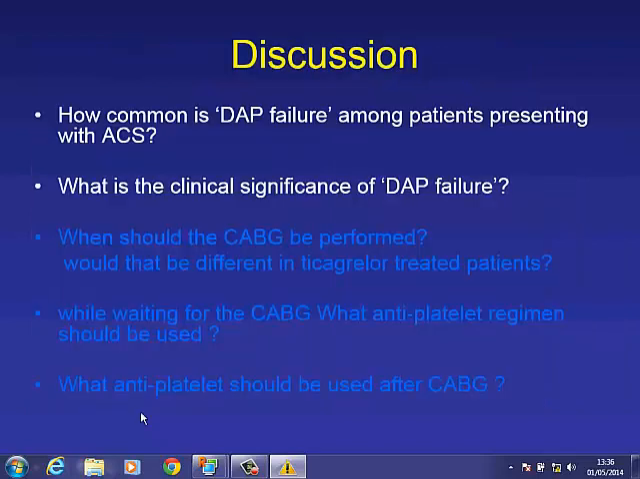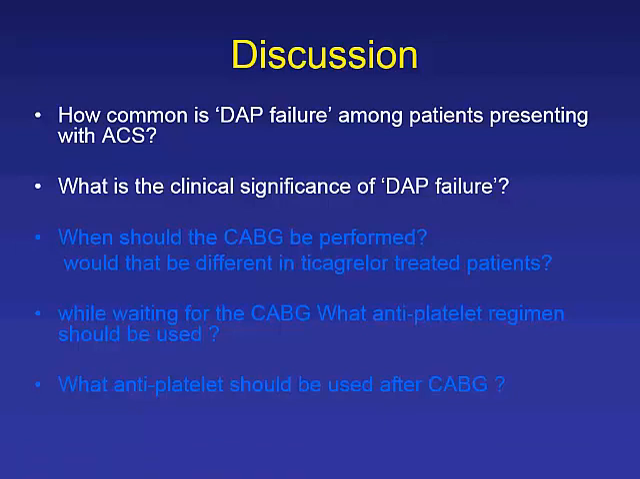And here I have a few questions for you, the panel members. I'll start with asking how common is dual antiplatelet failure among patients presenting with ACS? Professor Angiolillo mentioned how to treat a patient on clopidogrel failure. Here we are actually dealing with Efient failure, but I expand my question to how common is dual antiplatelet failure. And the second question is, what is the clinical significance of dual antiplatelet failure? Any comments?